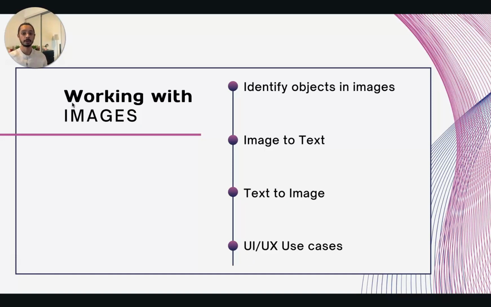First, we'll learn how to identify objects and images. Then we'll convert image into text. And then we'll do it the other way around, convert text into image. And lastly, we'll discover some of the use cases for UI, UX, and selling digital products online.